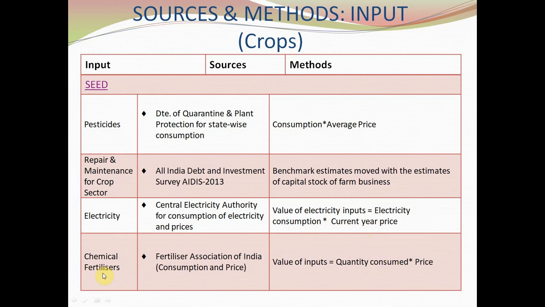Chemical fertilizers are used in production of crops. For this, data for consumption and price is provided by the Fertilizer Association of India, and value of input will be quantity consumed into price.